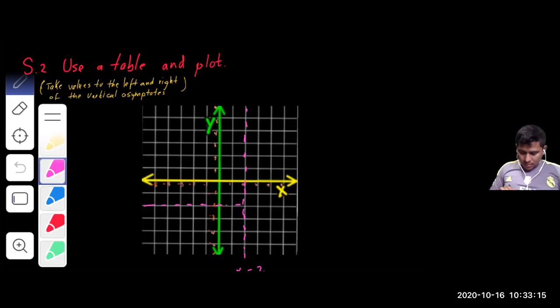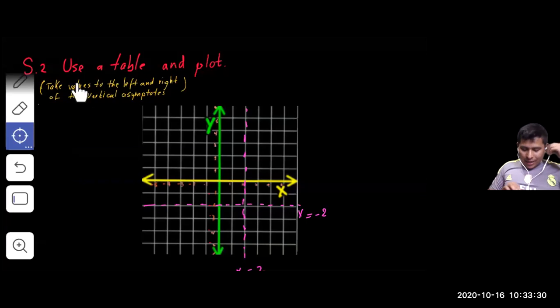Here. Okay, and that is y equals -2. It's not necessary to put this information, but if you want, y equals -2. Okay, I have plotted the horizontal and vertical asymptote.